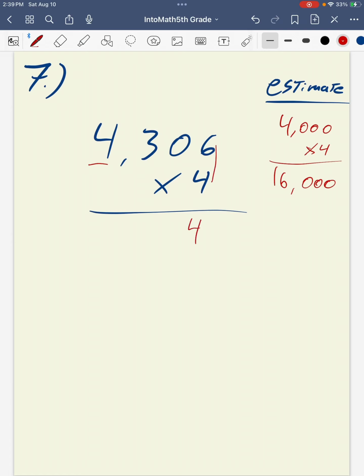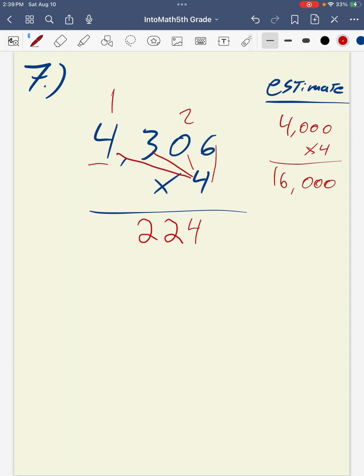4 times 6 gives me 24. I place my 4 in the ones, carry my 2 to my tens. I multiply my tens. 4 times 0 gives me 0, plus 2, I put my 2 here. Now I do 4 times 300, which gives me a product of 12. I put my 2 down here in my hundreds and carry a 1 over to my thousands.